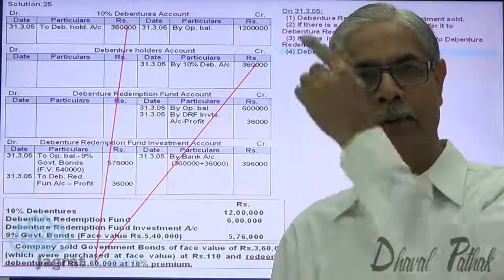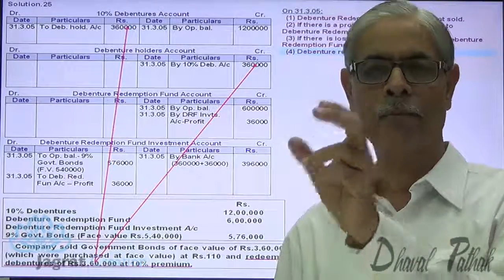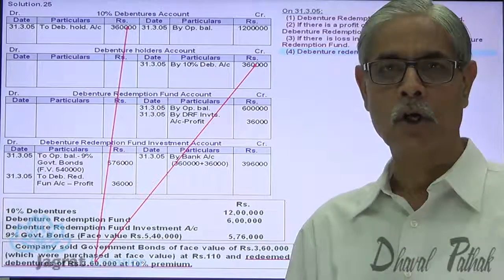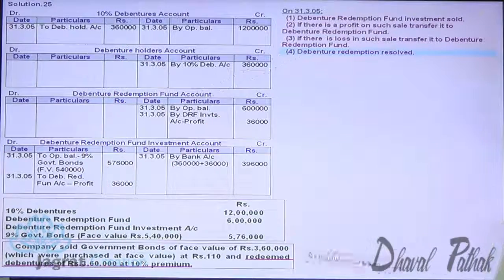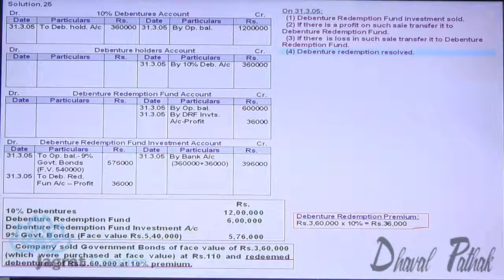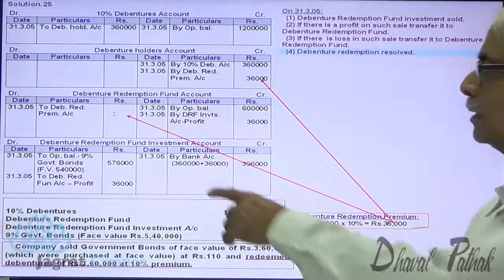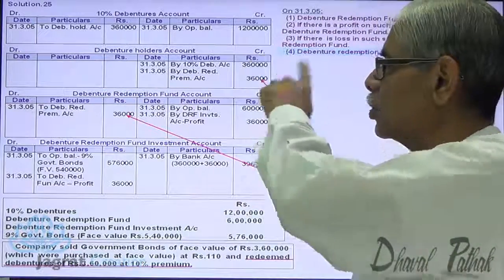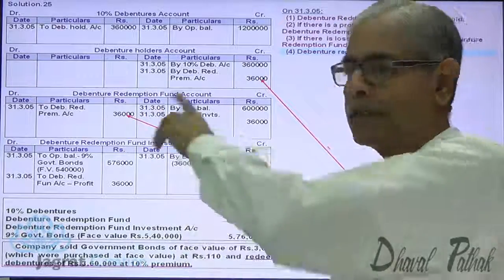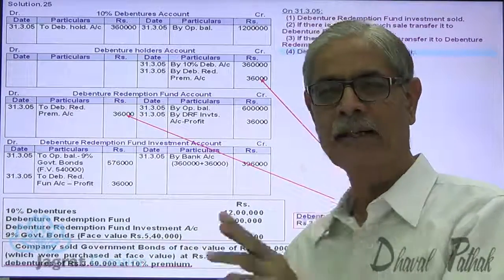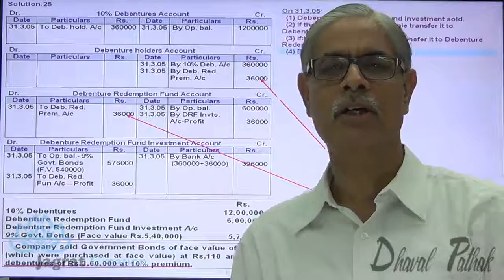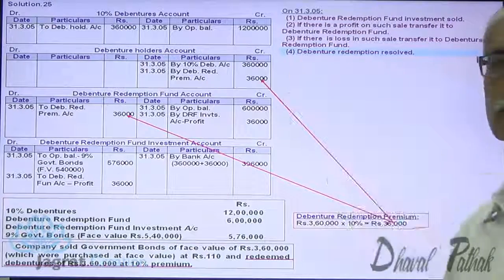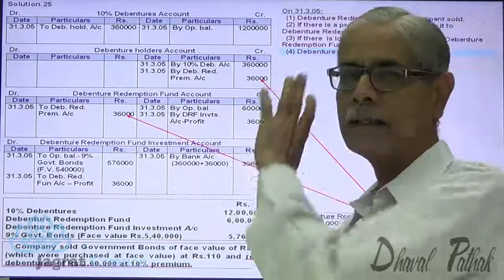There is no liability account existing in the books of account. So this redemption premium is payable right now. So it's a loss. That loss needs to be debited to debenture redemption fund account. So debenture redemption fund account debit 36,000 redemption premium, to debenture holders account credit 36,000. So this is the total amount payable to debenture holders. This is the loss on redemption of debentures. Losses and gains for redemption purposes have to be debited or credited to debenture redemption fund account. So 36,000 redemption premium loss is debited here and credited to debenture holders account.